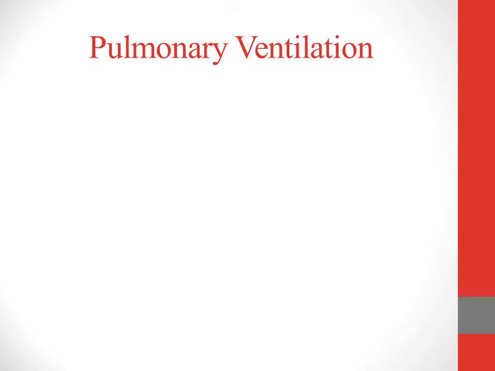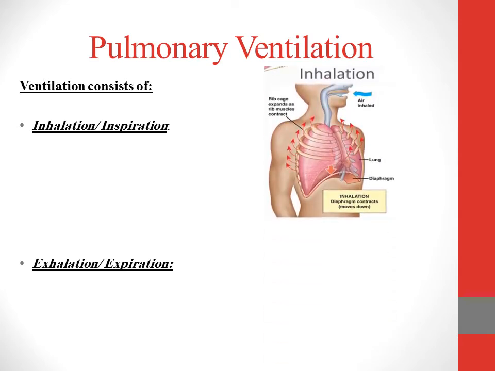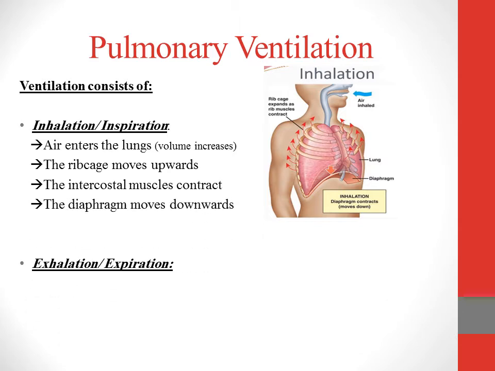Now, let's start with pulmonary ventilation. What are the phases of pulmonary ventilation, which means breathing? Ventilation or breathing consists of inhalation, known as inspiration, and exhalation, known as expiration. Let's begin with inhalation. During inhalation, air enters into the lungs, so the volume of the lungs will then increase. The rib cage moves upward. The intercostal muscles found between the ribs will contract, and the diaphragm moves downward.